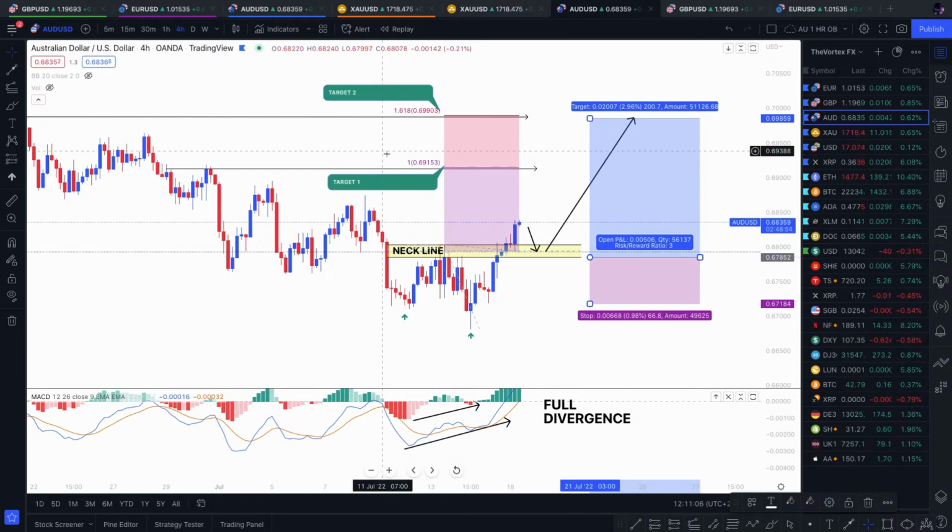Remember, this is the 4-hour time frame. It can take a few days to play out. It can take some time for us to see a retrace. We do have the divergence, right? We do have this double bottom-ish looking structure, so it could be a reversal in this trend, right?